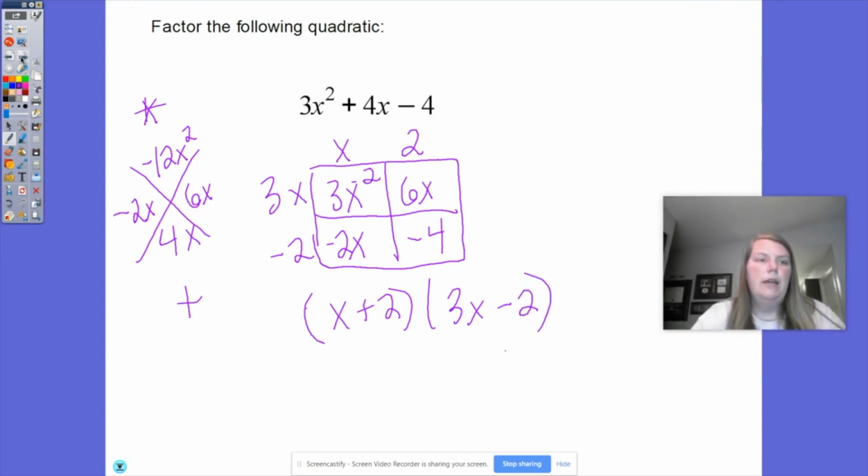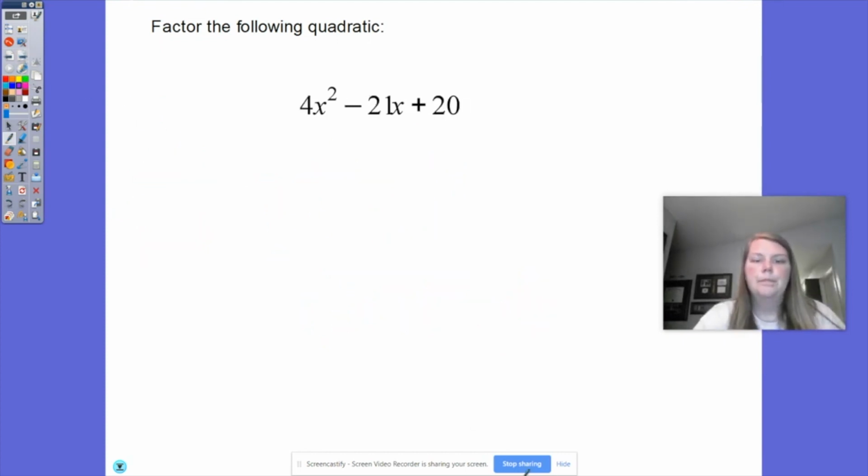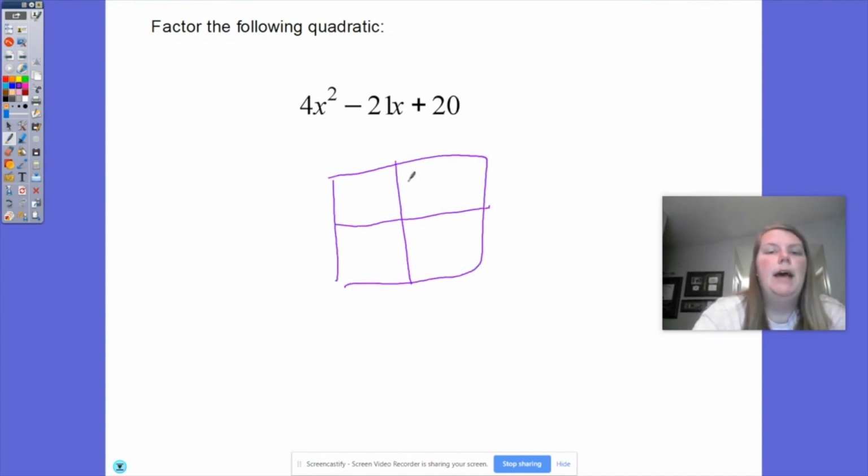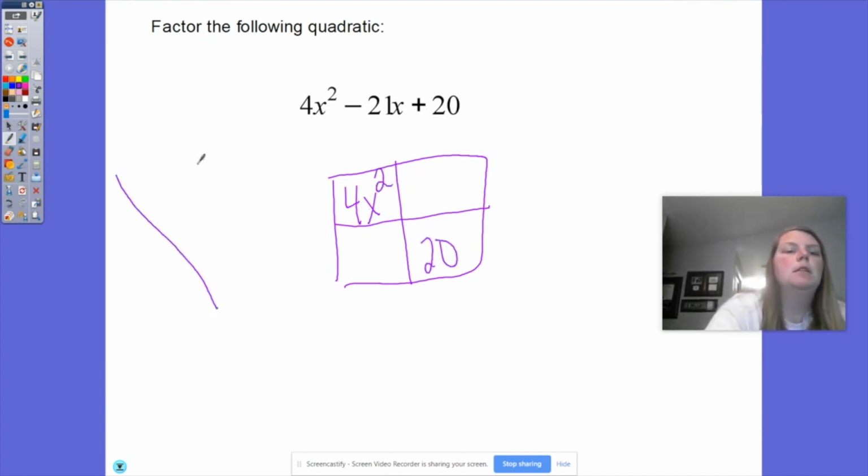All right, let's look at another problem. Okay, the next problem I want to look at is this one. It says 4x squared minus 21x plus 20. So again, we want to go ahead and make that area model. So 4x squared goes in the top left box, 20 goes in the bottom right box. We multiply those together, we get 80x squared. And the middle term is negative 21x.